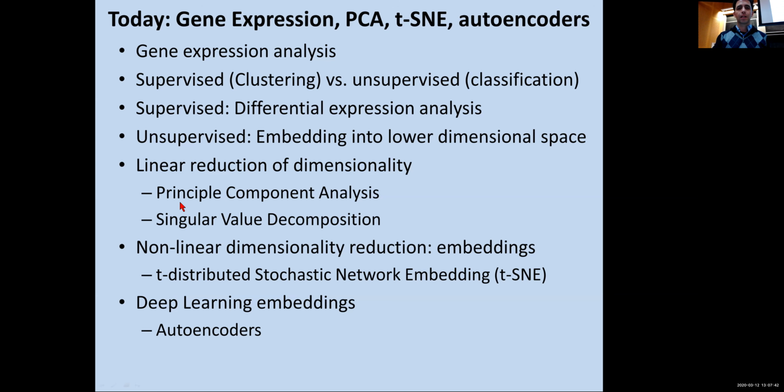We're going to look at linear approaches for dimensionality reduction, including principal component analysis and singular value decomposition. And then we're going to look at non-linear approaches. And the example that we're going to take is t-SNE, or T-distributed Stochastic Neighbor Embedding, which is one of the most popularly used methods, even though many others have since appeared. And then we're going to look at how we can actually carry out these lower dimensional non-linear embeddings using deep learning. And in particular, we're going to look at autoencoders.